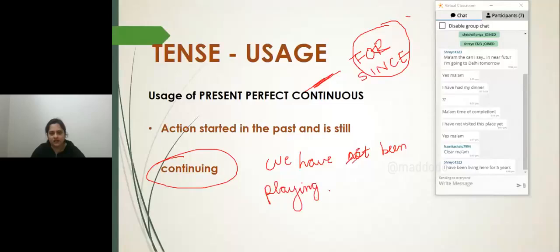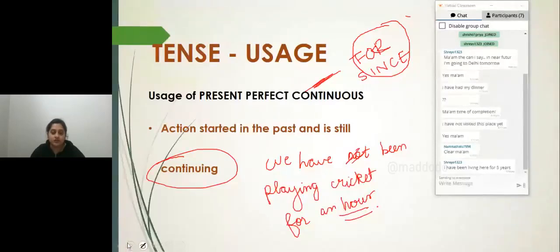We have been playing, say, cricket for an hour. Okay. Remember, for period of time, since point of time. Perfect continuous, the thing is that we definitely use for and since. Time element is usually there in these sentences. Also remember, for and since difference.